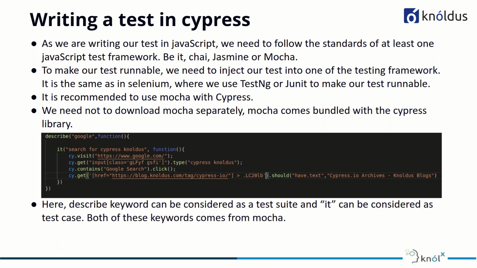So it can be Chai, Jasmine, or Mocha. But according to the official documentation of Cypress, it is recommended to use Mocha with it because it comes bundled with the Cypress library automatically. So when you install Cypress in your project, we don't need to download Mocha separately. It will come bundled with the Cypress libraries.